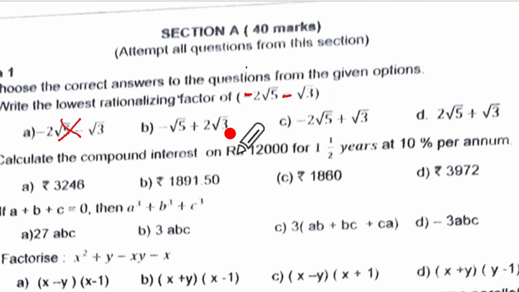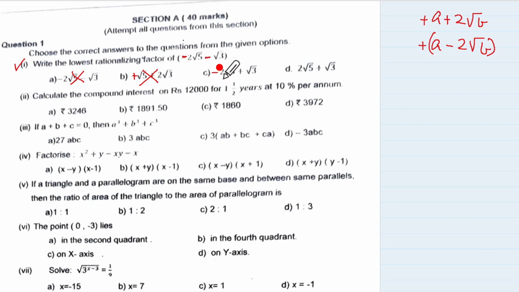Here both of these are positive, so this also will not work. Now here this is minus 2 root 5 plus root 3. So can you see one of them is the opposite sign here? This is minus and this is plus. So this is the correct option.